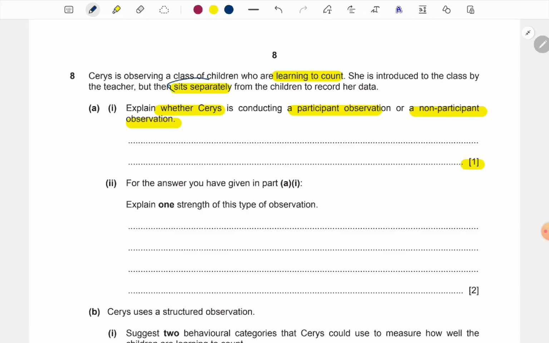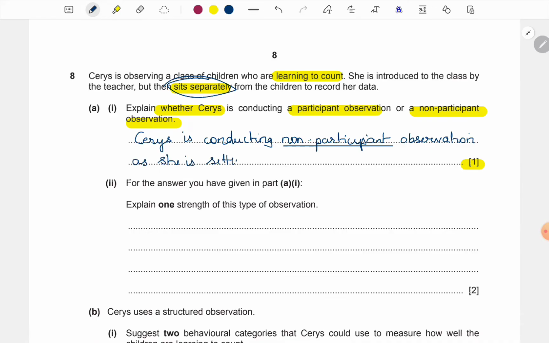The very fact that they've told us she sits separately and they've emphasized on that tells us that it is a non-participant observation. Because as you know, in participant observation, there is going to be involvement of the researcher in the scenario given. So here we just have to say TLJ is conducting non-participant observation. As always, just answer the question first and then give the reasoning. As she is sitting separately to record her data.